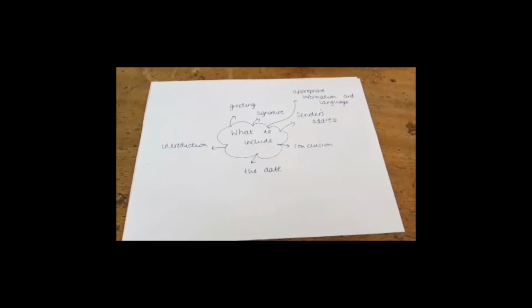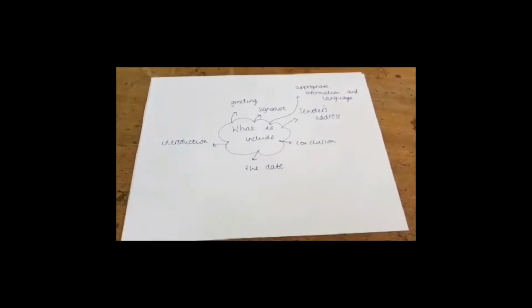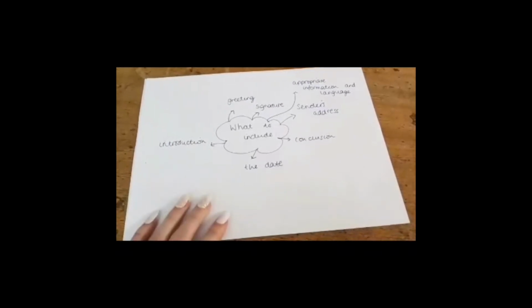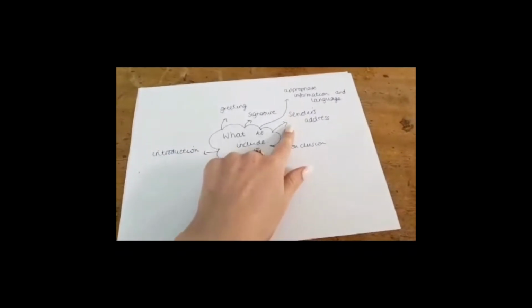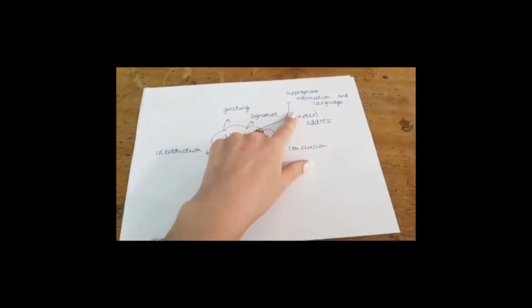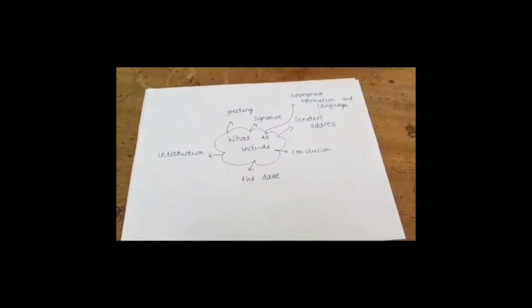Okay, then we need to start thinking about the plan for our letter. So we need to think about what we need to include. There is also a slide on the PowerPoint, but I've just written down what we need to include as well. So you need an introduction, the date, a conclusion, the sender's address, appropriate information and language, which we'll talk about in a minute, your signature at the bottom of the letter, and then a greeting as well.